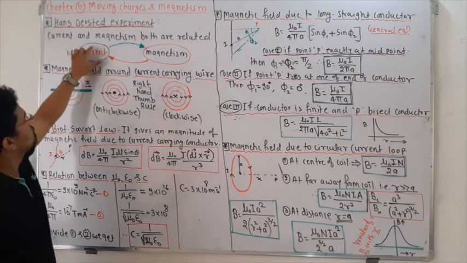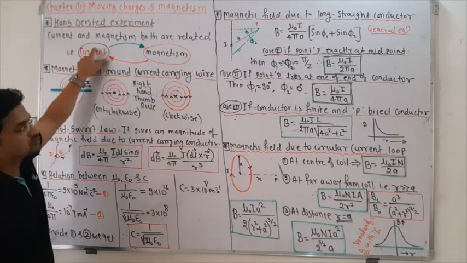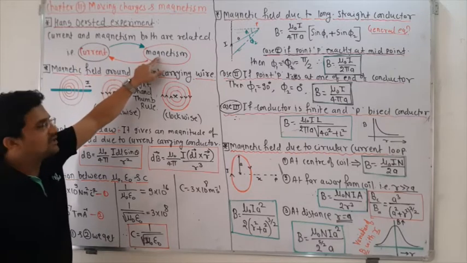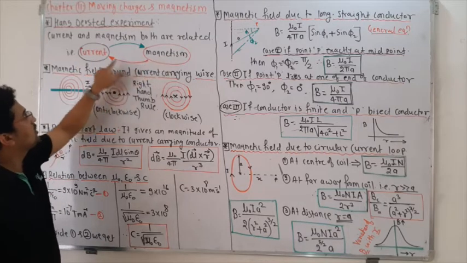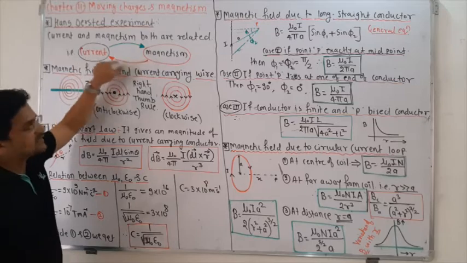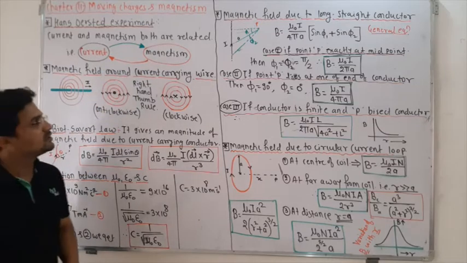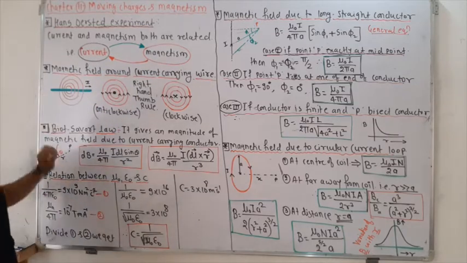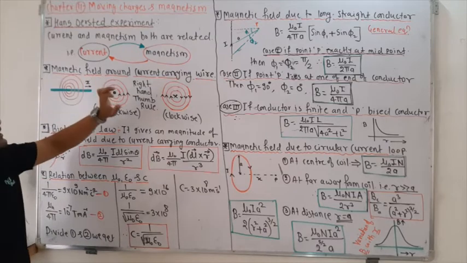That means if you pass current through the conductor, you will get magnetism, and by using magnetism and the conductor, you can produce current also. Okay, so both are interrelated. Okay, so this is what it has proven. Next is the magnetic field around the current carrying conductor.